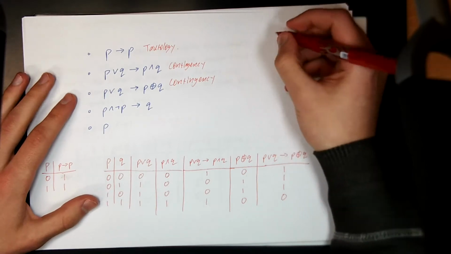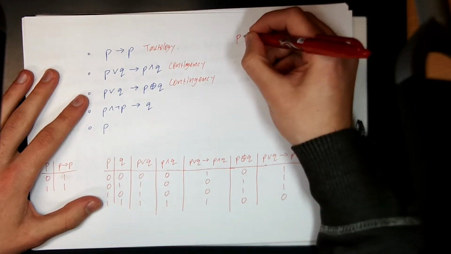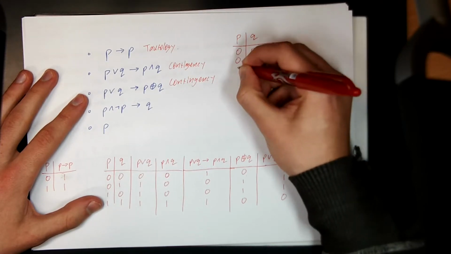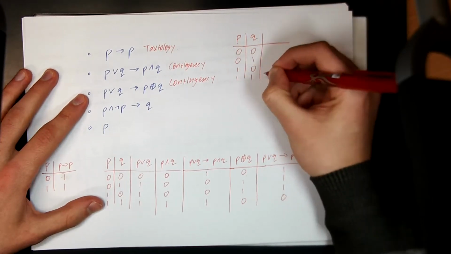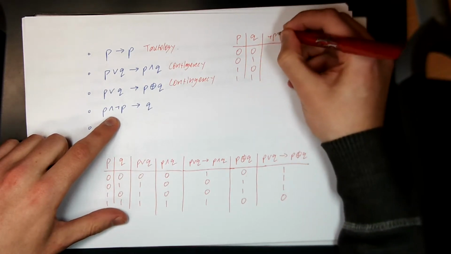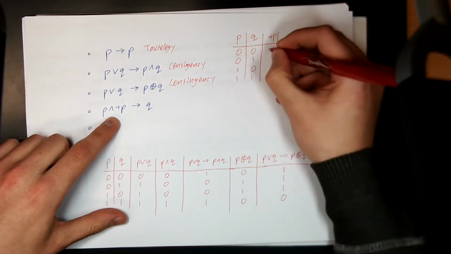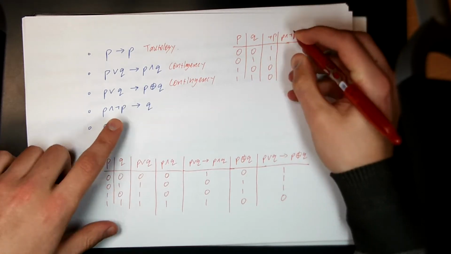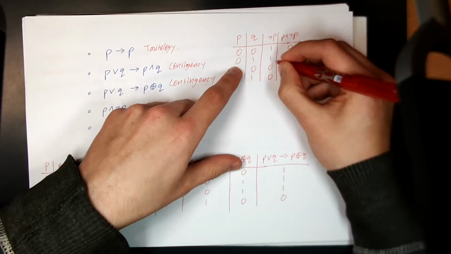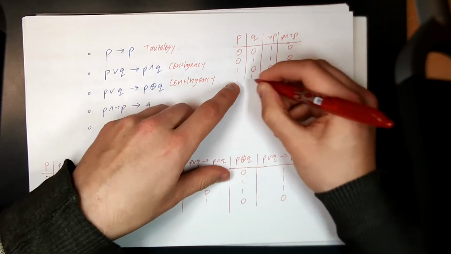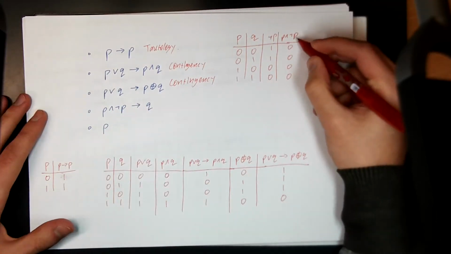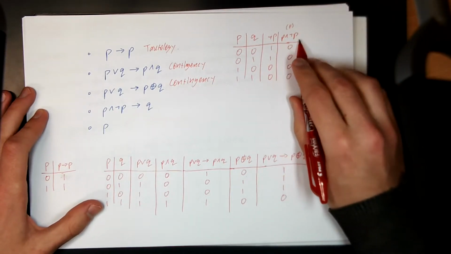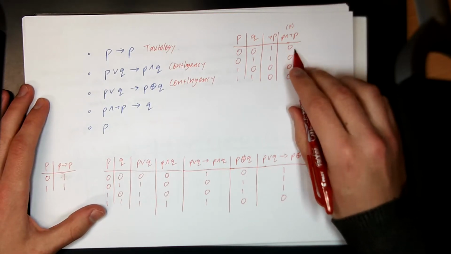So let's see. I'll draw my truth table. P, Q, 0, 0, 0, 1, 1, 0, 1, 1. P and not P, so I need to compute not P. Well, not P is the opposite of P. 1, 1, 0, 0. P and not P: 0 and 1 is 0. 0 and 1 is 0. 1 and 0 is 0. 1 and 0 is 0. So P and not P is the same as just the statement false, right? Because it's never the case that both P and not P can simultaneously be true.